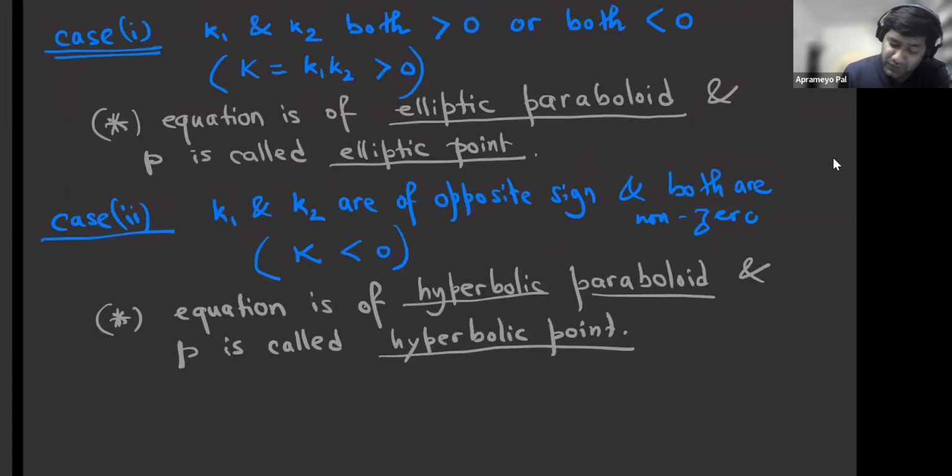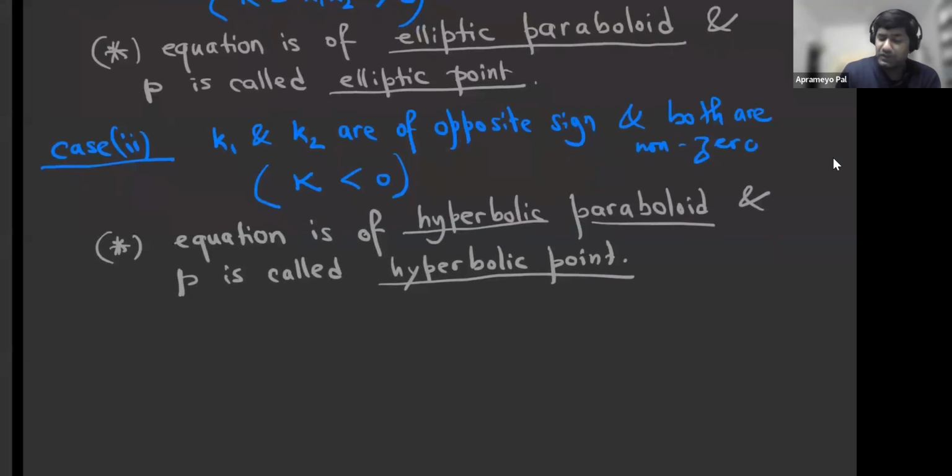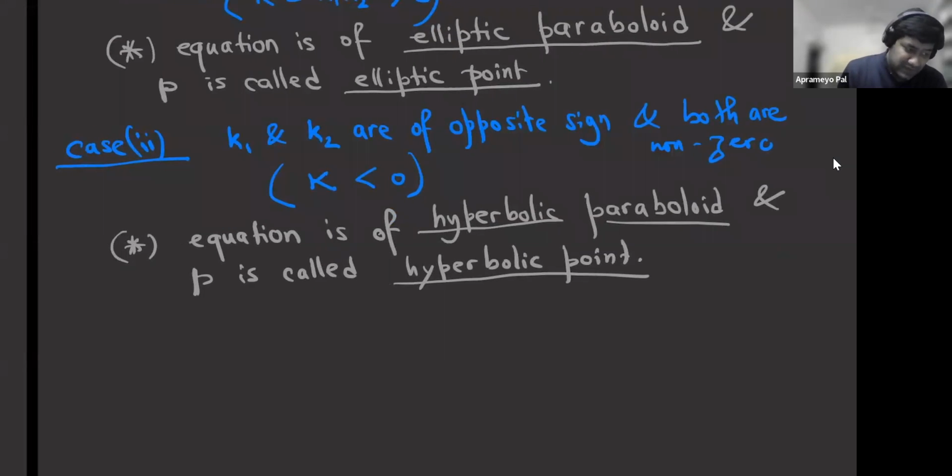So what did we say till now? If the Gaussian curvature at P is positive, then you call P an elliptic point. If the Gaussian curvature at P is negative, then you call P a hyperbolic point, or in terms of K1 and K2 also you can say. Now come the next two cases, which in terms of Gaussian curvature you can think of as a single case, but let's divide them out.